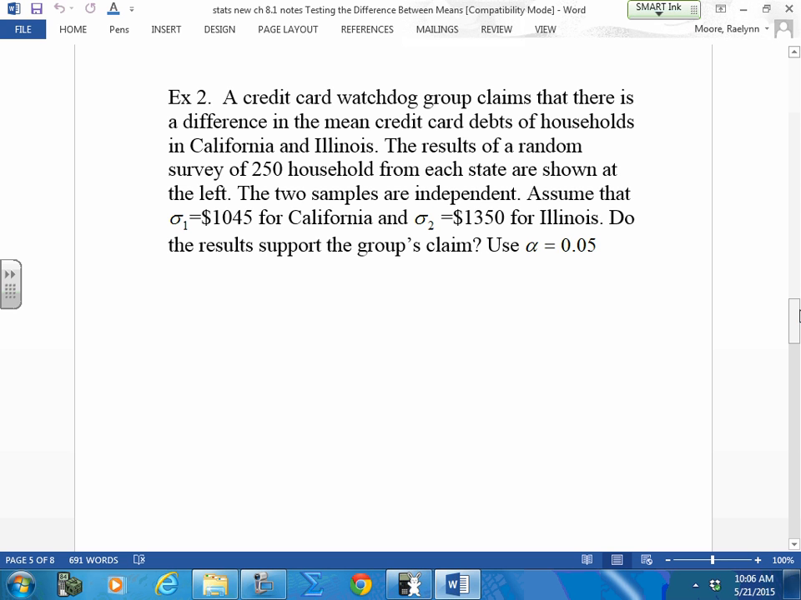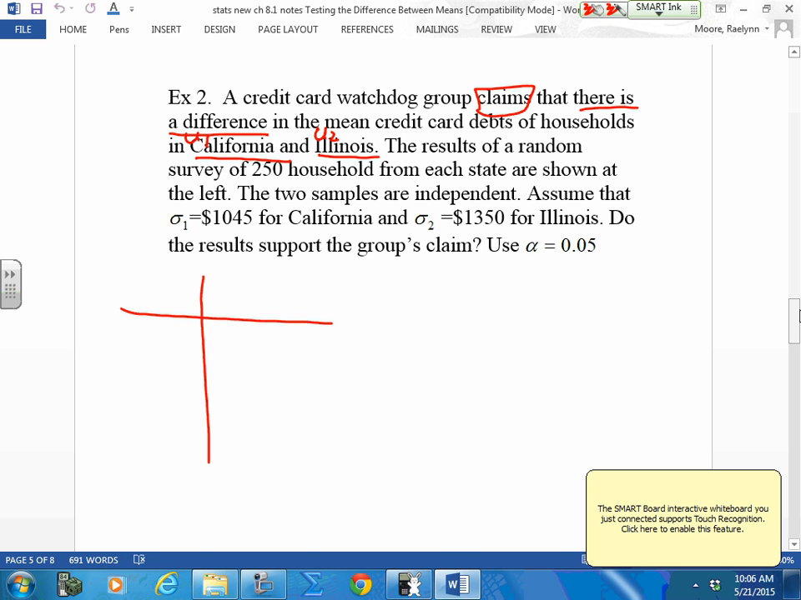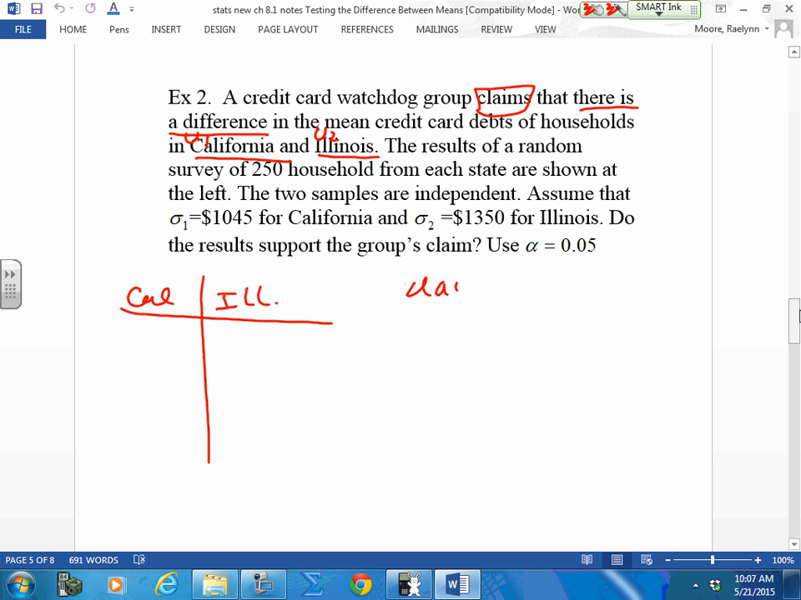So let's give this a try. A credit card watchdog group claims that there is a difference between the credit card debts of households in California and Illinois. So California is going to be the U1. Illinois is going to be the U2. The easiest way to do this is to separate this into two parts. California and Illinois, we can make this an independent sample. I have no problems with that. So our claim says there is a difference.